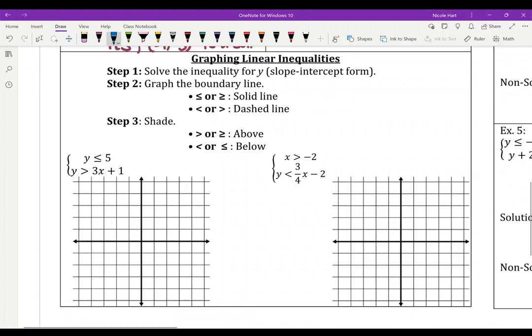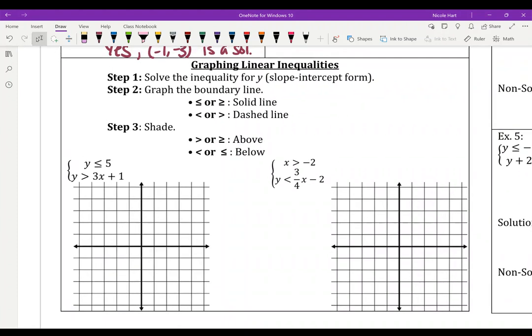The second part of dealing with our systems of linear inequalities is graphing them and looking at where our solution area could be. And with inequalities, you have to remember when we dealt with linear inequalities, we had to shade either above or below a line, and we also had to deal with a solid line or a dashed line. So we need to kind of remember how to do this. So I have a few examples here. One, just a few reminders.